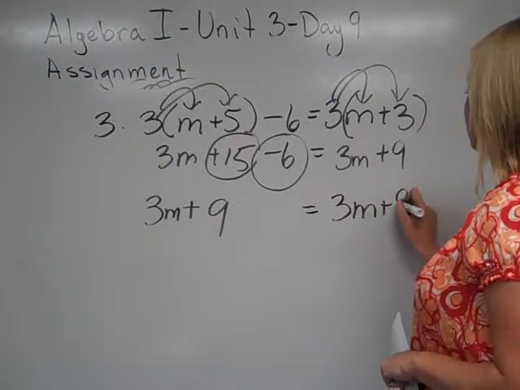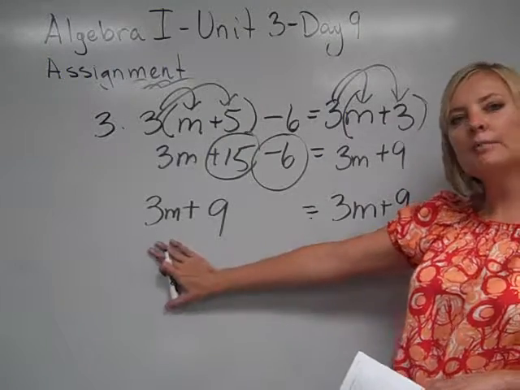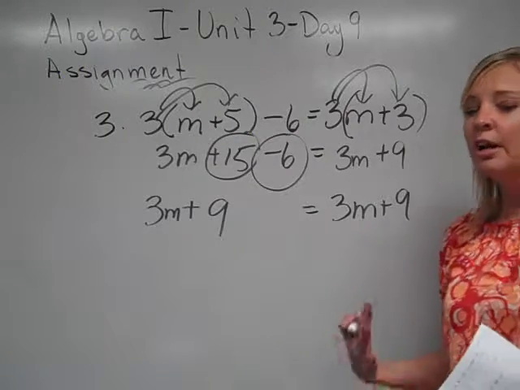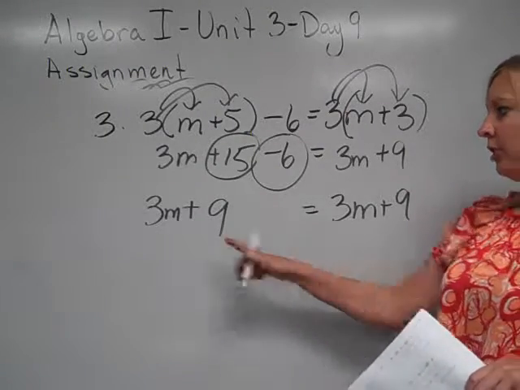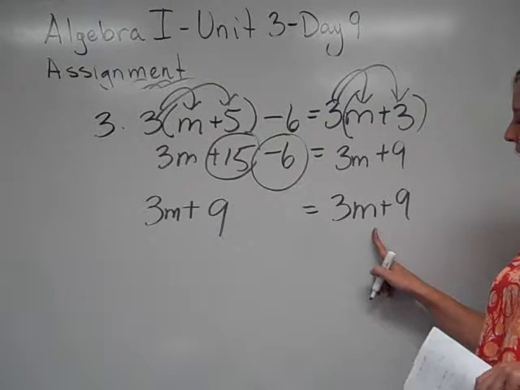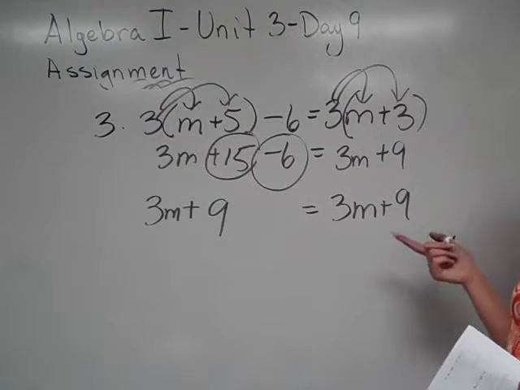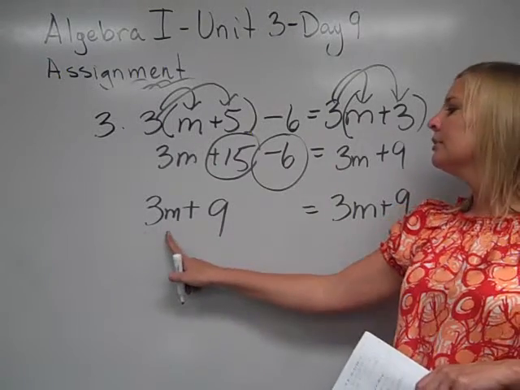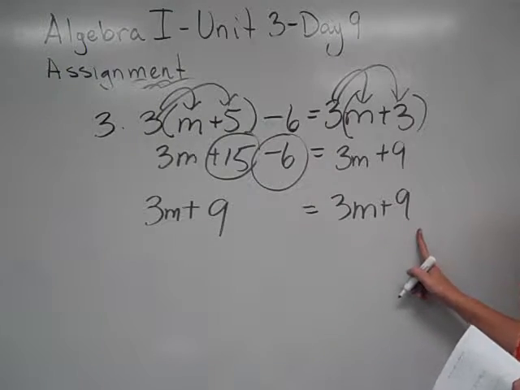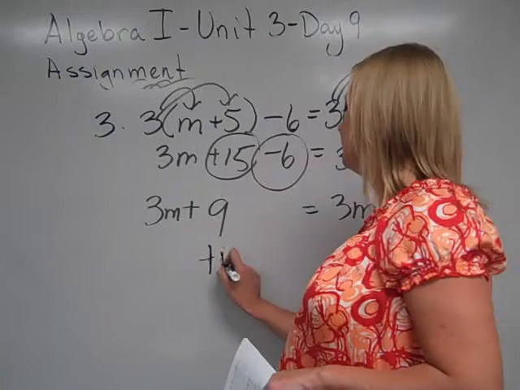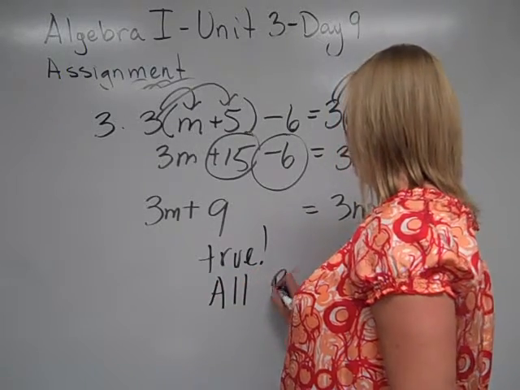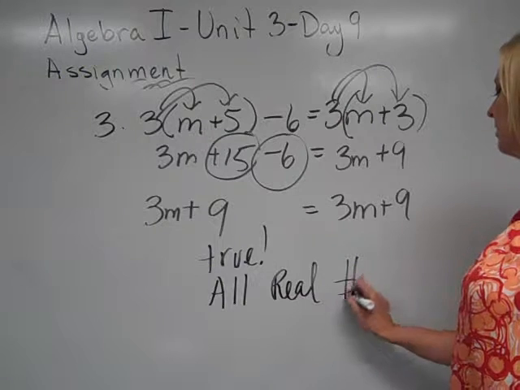Now, notice we get exactly the same thing. 3 times a number plus 9 is equal to 3 times a number plus 9. That means whatever number I try will work. 3 times 1 is 3 plus 9 is 12. Is that equal to 3 times 1 is 3 plus 9 is 12? Yes. Let's try it for 2. 3 times 2 is 6 plus 9 is 15. Is that the same as 3 times 2 is 6 plus 9 is 15? Yes. Because this is always true, that means your solution is all real numbers.